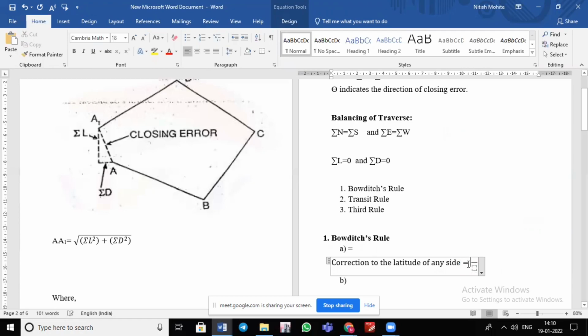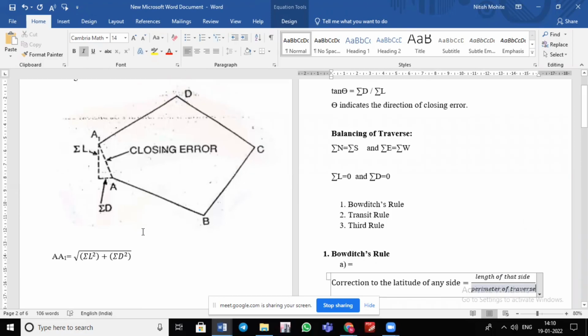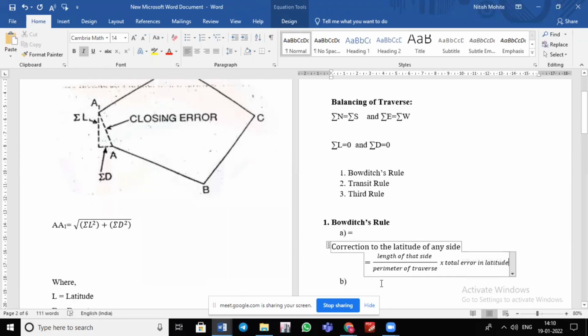Correction to the latitude of any side is equal to the length of that side divided by the perimeter of traverse, so the length of that side corresponds to AB's length, and the perimeter of traverse means the summation of all the sides, into the total error in latitude. This is the first formula.